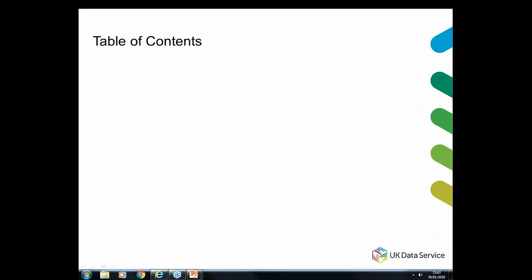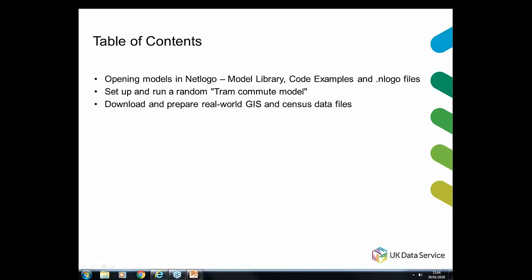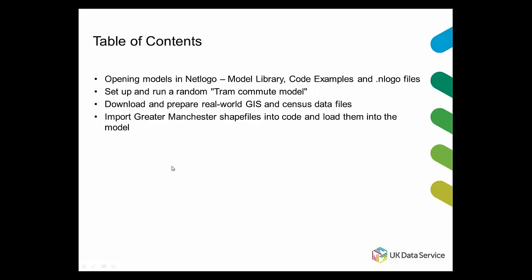To give you an overview of today's topics, I begin by demonstrating several ways to open models in NetLogo. Then I set up and run a custom-built Tram Commute Model using randomly generated data. Then I show you where to download some real-world data and how to prepare that for loading into the Tram Commute Model. I also show you what it looks like when that data is loaded into the model, so you can see it with the random data that I use originally and the real-world data. And I talk a bit about how you might use a model like this in different social science research contexts. I conclude with a summary of everything that I have covered in today's webinar.